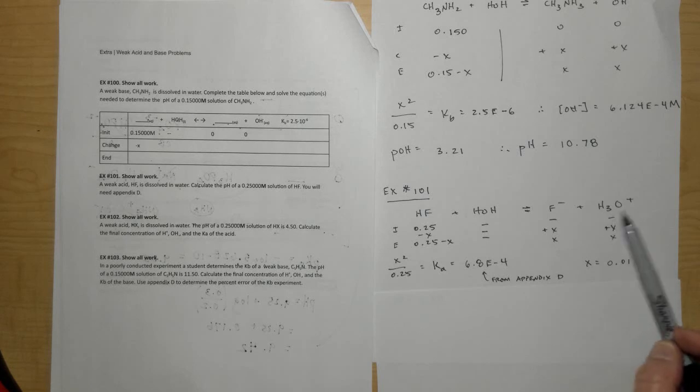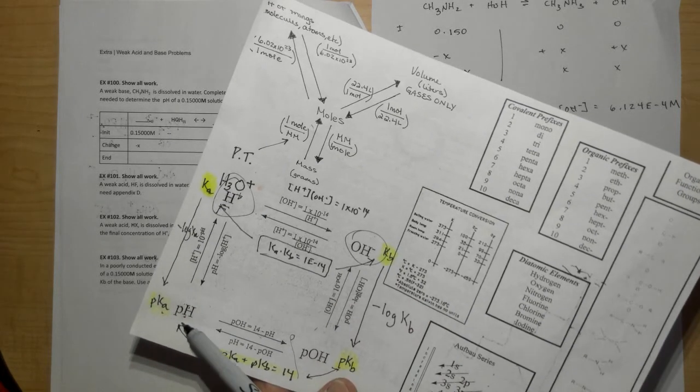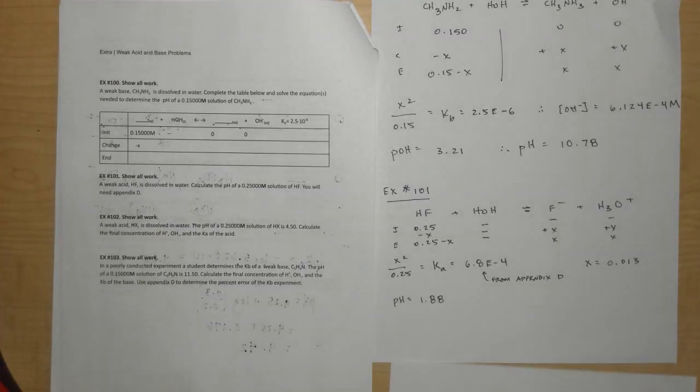So that is my H3O plus ion concentration. And if it's asking me to find the pH, I move from here to here by taking the negative log of it, and the pH ends up being 1.88.